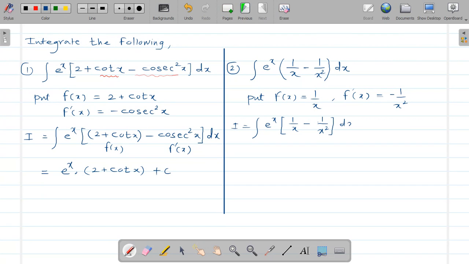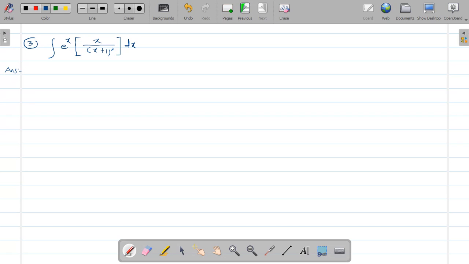Okay, so if you observe this carefully, then the answer of this integration is also e raised to x into f of x. So e raised to x into f of x means here it is 1 upon x, or you can write e raised to x upon x plus c. So here we observe the term 1 upon x and minus 1 upon x square. So derivative of 1 upon x is minus 1 upon x square, and hence we get this direct application of that rule.